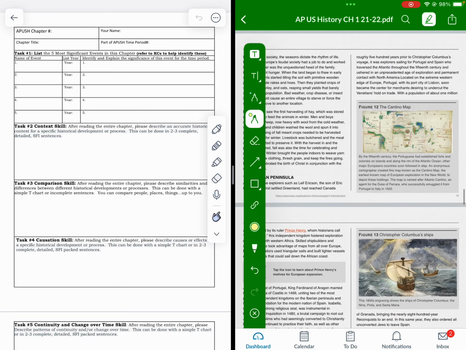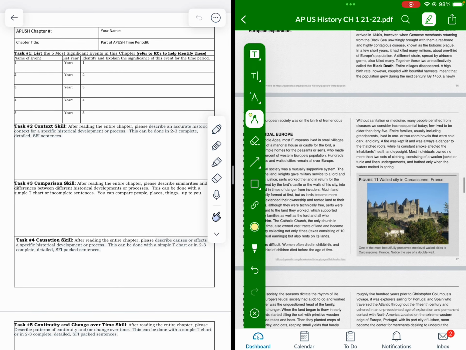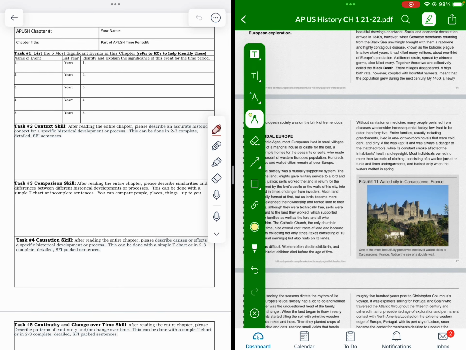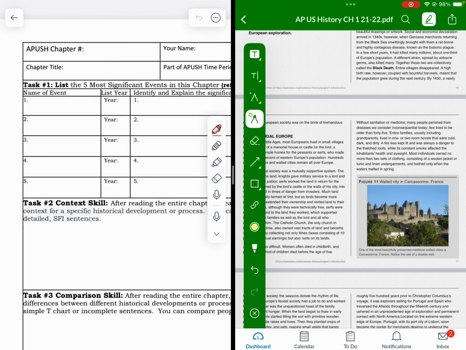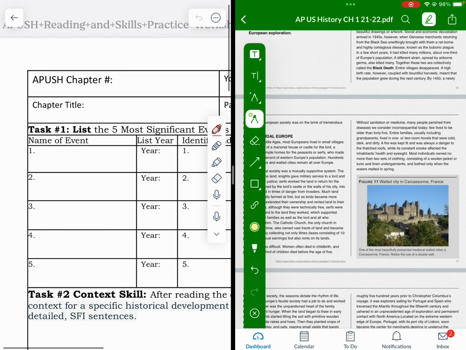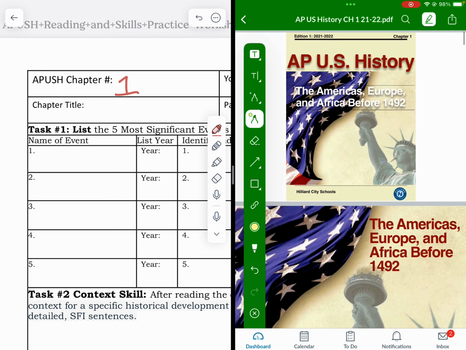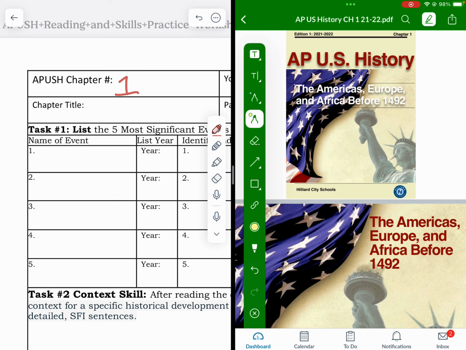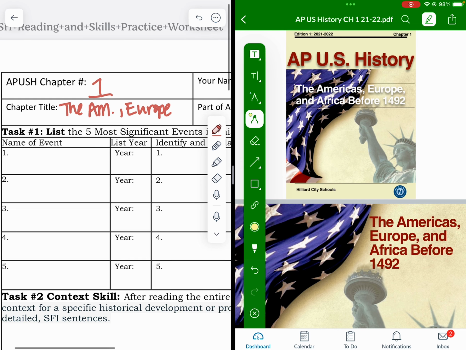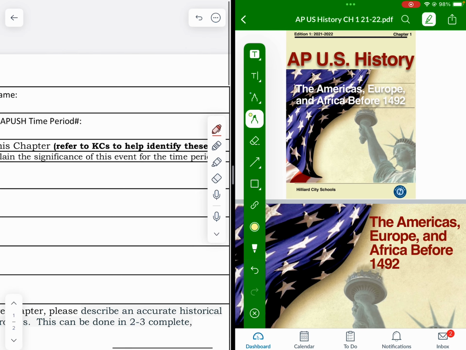So anyways, this is your skill check over here. And it's pretty simple as far as what you're doing. This is going to be APUSH chapter 1. And the chapter title is, I should know this, but it's the Americas, Europe, and Africa. And you'll write this in. So on and so forth in there. And then, of course, you'll put your name.